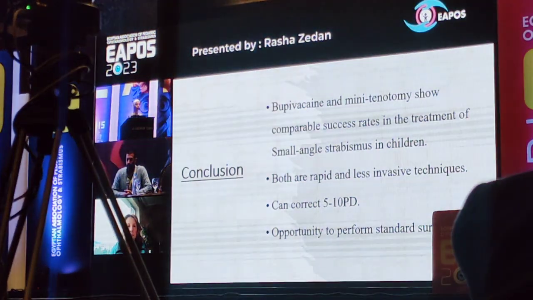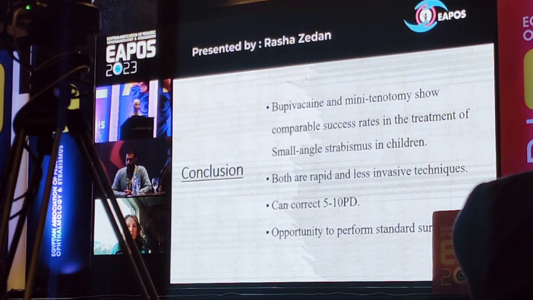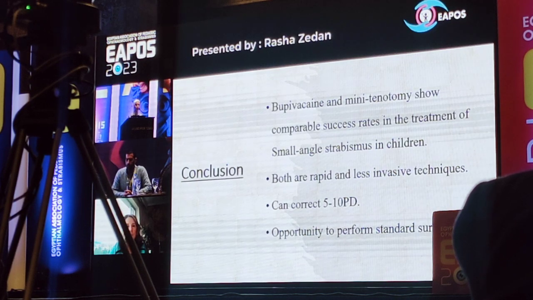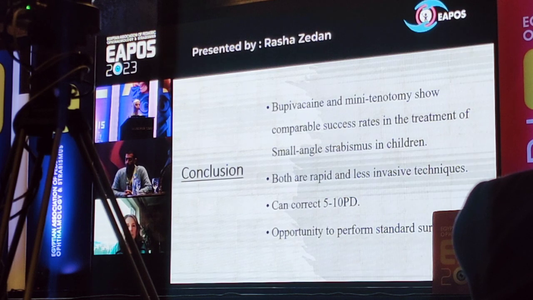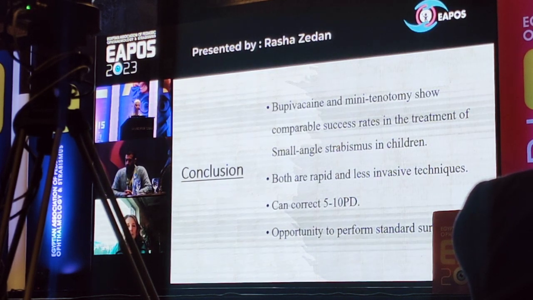So bupivacaine and mini tenotomy show comparable success rates in the treatment of small angle strabismus in children. They are both rapid and less invasive techniques, and they can correct approximately 5 to 10 prism diopters, and it leaves us the opportunity to perform standard surgery later on.